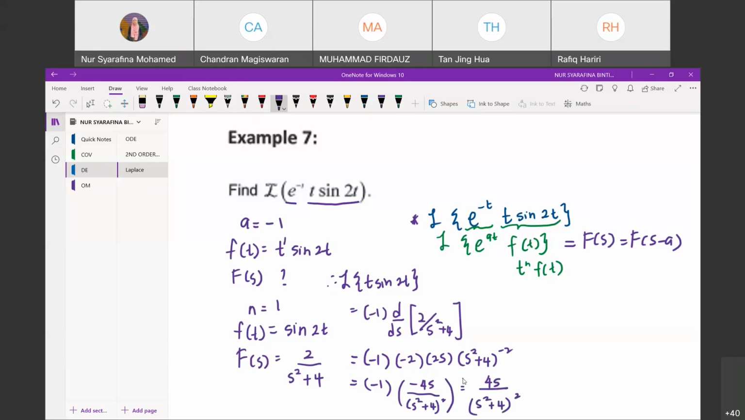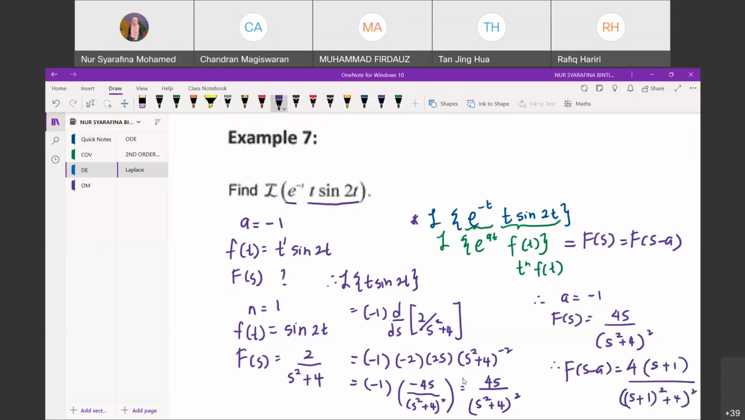So this is your F(s). Now your A is minus 1. F(s) equals 4s over s squared plus 4 squared. Then F(s minus a) becomes 4 times s plus 1, over s plus 1 squared plus 4 squared. Alright? This is how you do it.